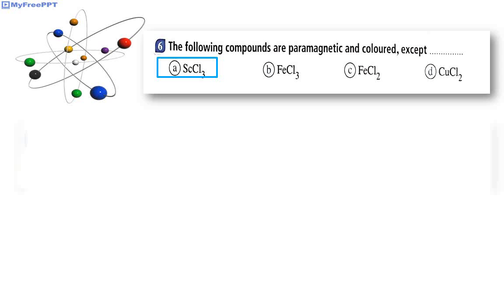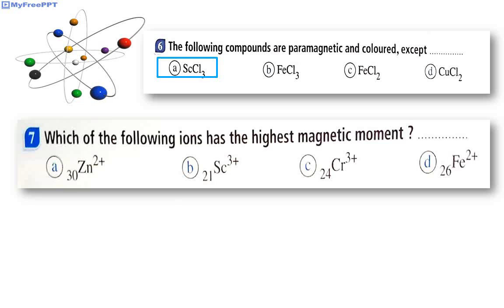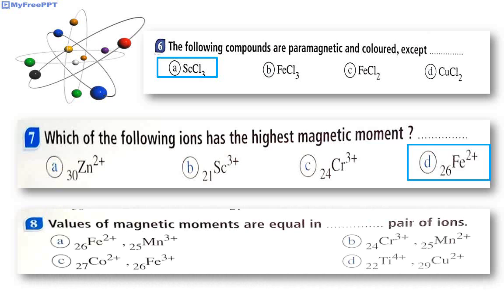Another question. Which of the following ions has the highest magnetic moment? It means that it makes attraction to any magnetic material. We have here iron, Fe plus 2. It has the highest magnetic moment as it gets attracted to a magnet.